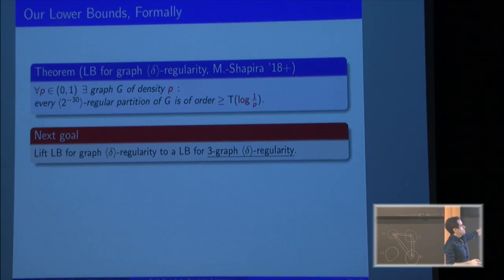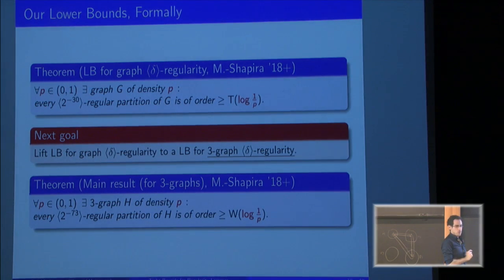Okay. So given that, and I will not actually go over the proof, but given that we proved this much stronger lower bound because the notion of regularity now is much weaker, our next goal would be to lift this lower bound, hopefully now we can get past the barrier that I mentioned, into a lower bound for tree graph delta regularity, whatever tree graph delta regularity means. I just defined graph delta regularity. Now, I will not define tree graph delta regularity right now, maybe in 20 minutes from now. But for whatever notion it is, we have a theorem, which is our main result, that for every density, there's a tree graph of that density such that every delta regular partition is of order Wowzer of whatever height.